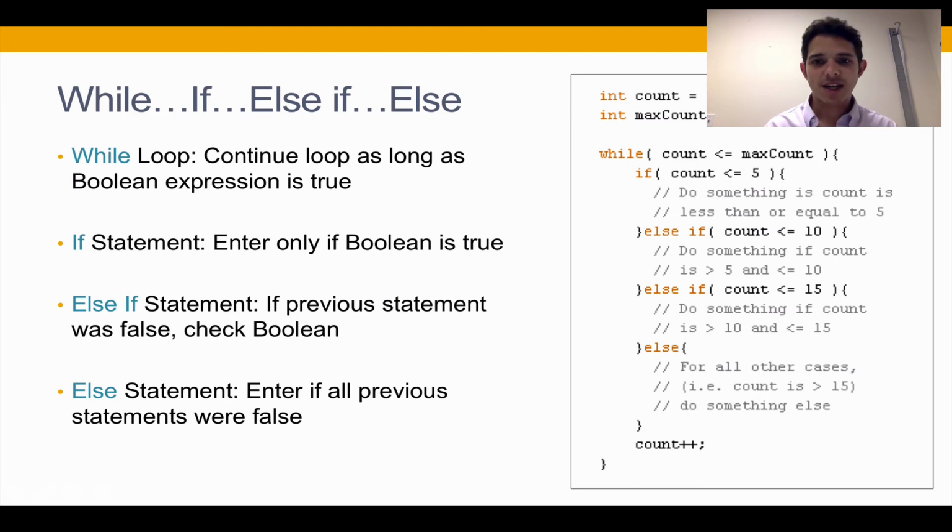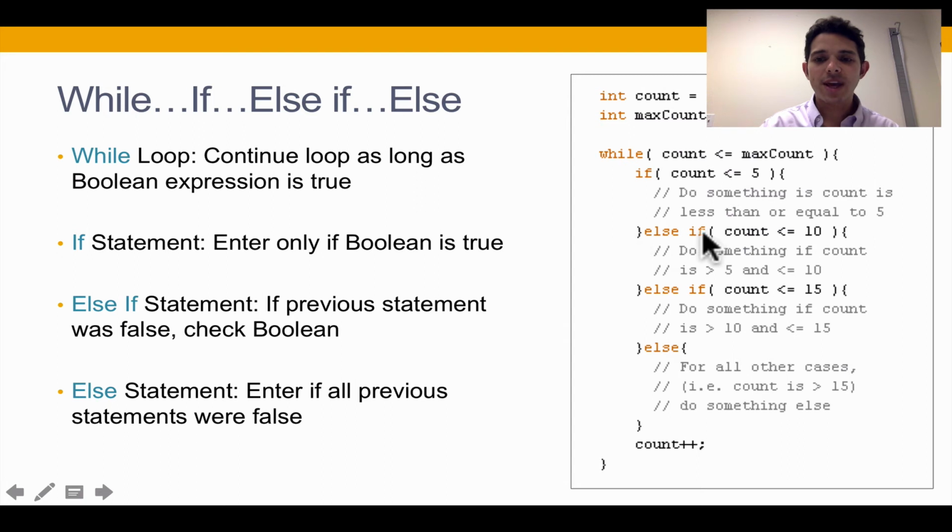Now, different types of programming commands that you should be aware of are if, else if, and else. So these are statements that are executed if a conditional statement is true. So for example, if you look at this if statement, what it'll do is execute what's in the braces if the conditional inside these parentheses is true. So in this case, if count is less than or equal to 5, it'll do something within these braces.